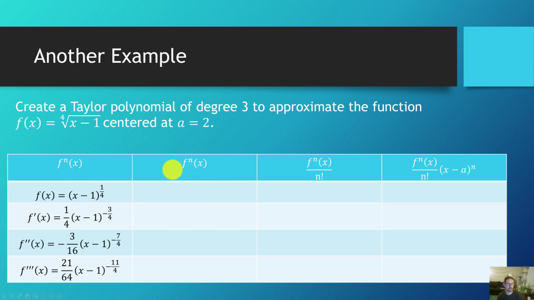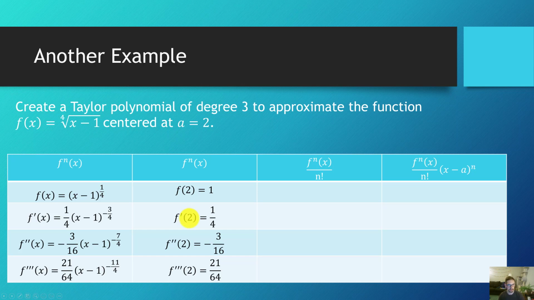For this next part, we are going to plug in our center. I forgot the a here again. I keep forgetting the a everywhere. But we'll plug in a equals 2 here. So for the function and all its derivatives, we'll plug in 2. This is very nice because 2 minus 1 is 1. In each case, doesn't matter what the crazy exponents are. 1 to any power is 1, which means we're just going to get these coefficients on the side. So 1, 1/4, negative 3/16, and 21 over 64.